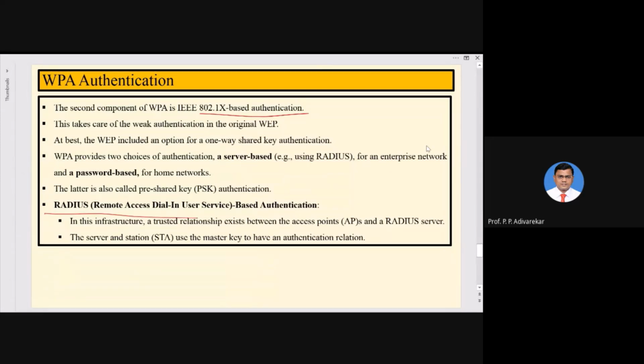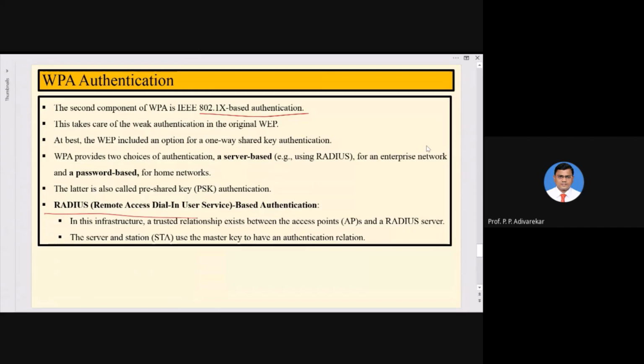The second type of authentication is password based, which is for the home network. It is also called pre-shared key authentication, because in the home network you don't need a higher level of security, but in commercial or enterprise networks you will require a higher level of security. So let's first see what the RADIUS based authentication is. RADIUS stands for remote access dial-in user service.